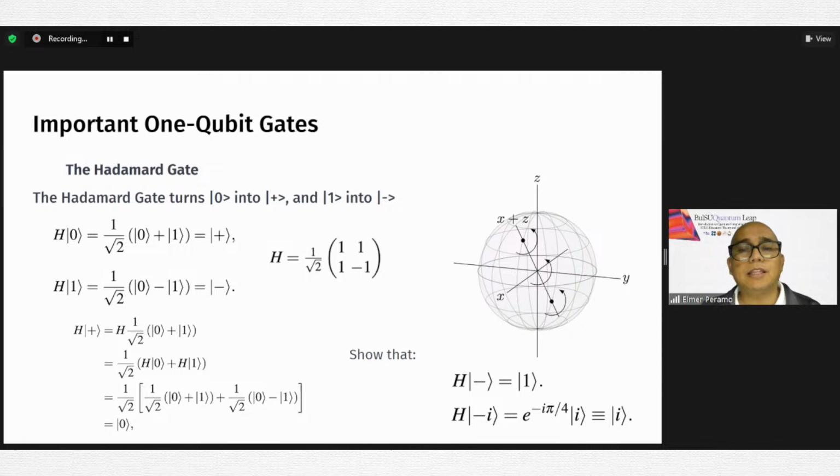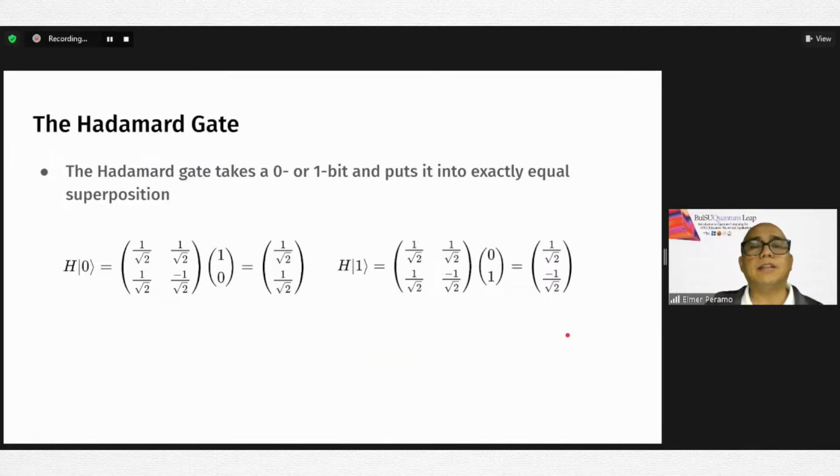But basically, what the Hadamard gate does is rotate it along this axis, the x plus z axis. The Hadamard gate takes a 0 or 1 bit and puts it exactly into equal superposition. So that's the important part here. For example, if you have 0 here, when you apply the Hadamard gate, it converts it to the plus, and if you have a 1 here, it converts it to the minus.